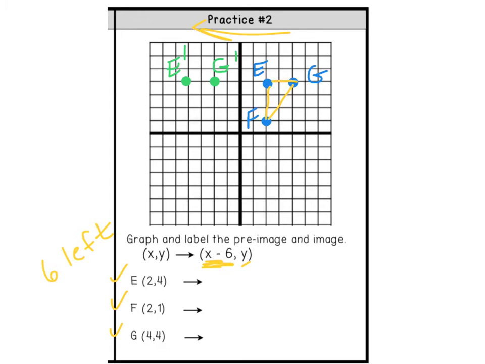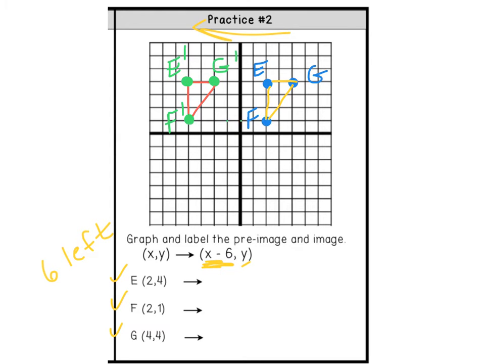And now I'm going to go F. And that's going to go left 6 places. 1, 2, 3, 4, 5, 6. So it's going to be right there. And remember to label it, F prime. Okay, all right, now connect them. And we should have a congruent triangle that's shifted, or slid, 6 to the left.